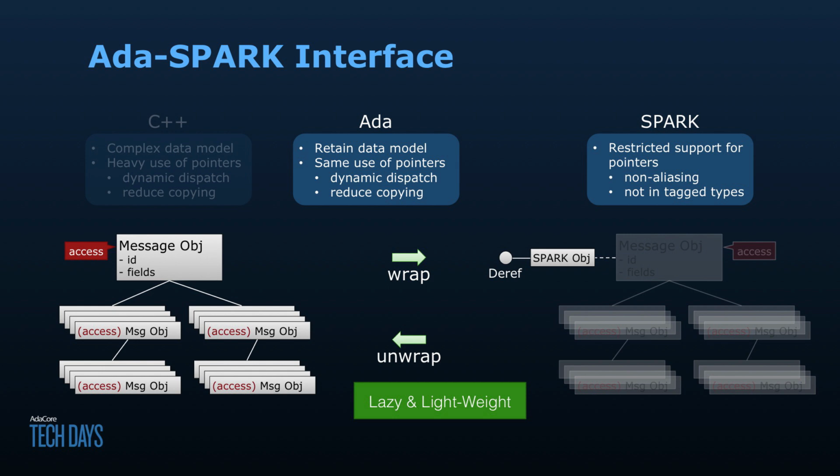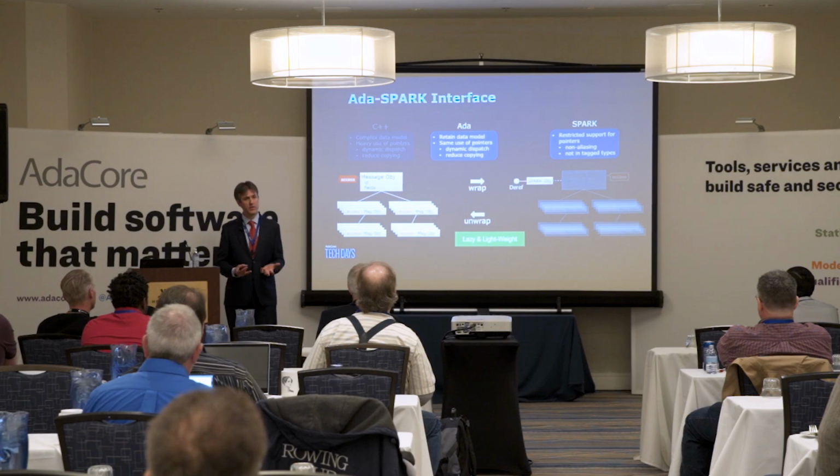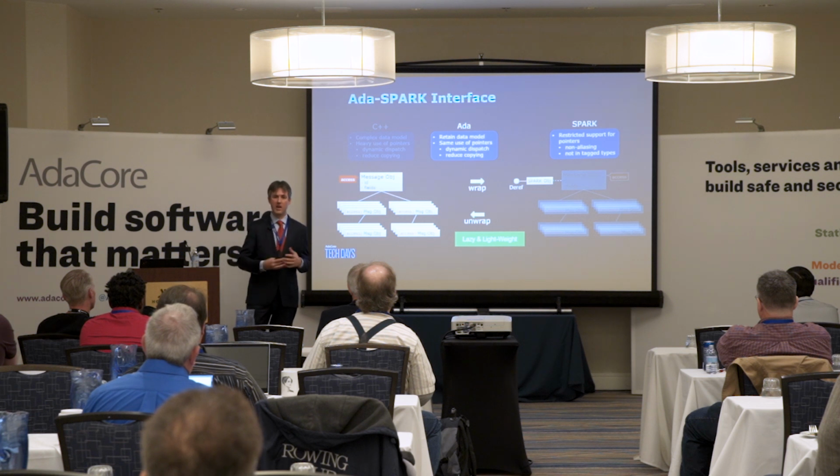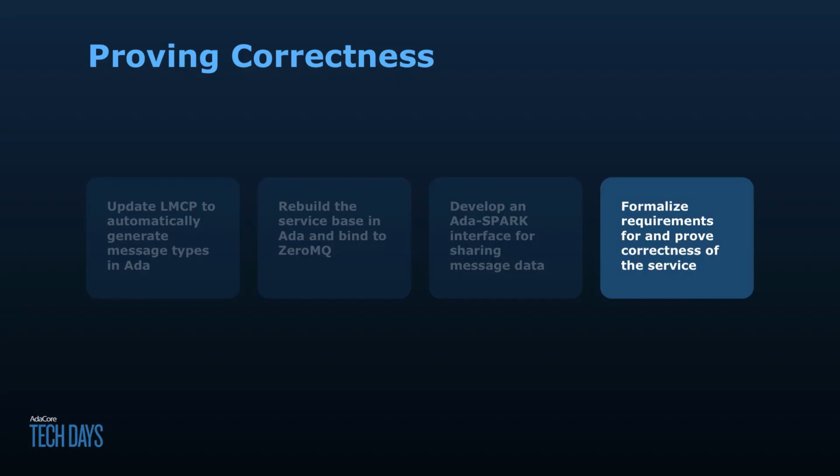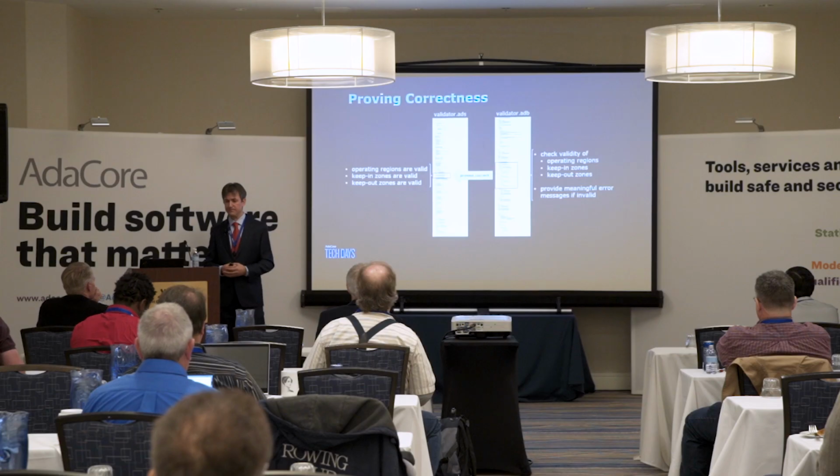So rather than use a heavyweight adapter, we have a very lightweight interface that we've constructed between the Ada and the Spark. And we think this is a pretty good pattern for use when you have code in Ada that has pointer types that you need to exchange with Spark. So that's the interface we constructed. With that in mind, we've set about formalizing our requirements for the automation request validator and implementing it.